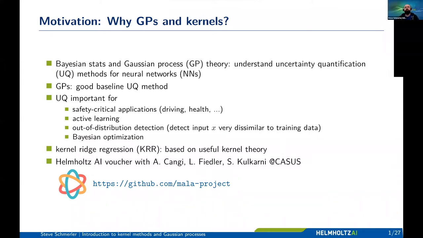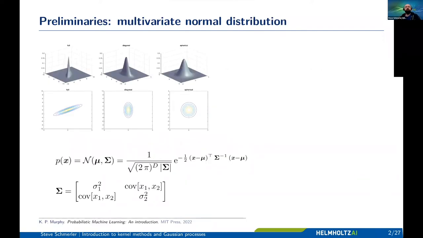Okay, so we'll start, since this is an introduction, with some preliminary basic textbook stuff. The first is the multivariate normal distribution, or in general, the idea of a multivariate probability distribution. In the picture above is a two-dimensional Gaussian distribution, where we have a mean, characterized by the mean vector mu, and a covariance matrix sigma, which basically describes the shape of this distribution. And this is something we will use in this talk.